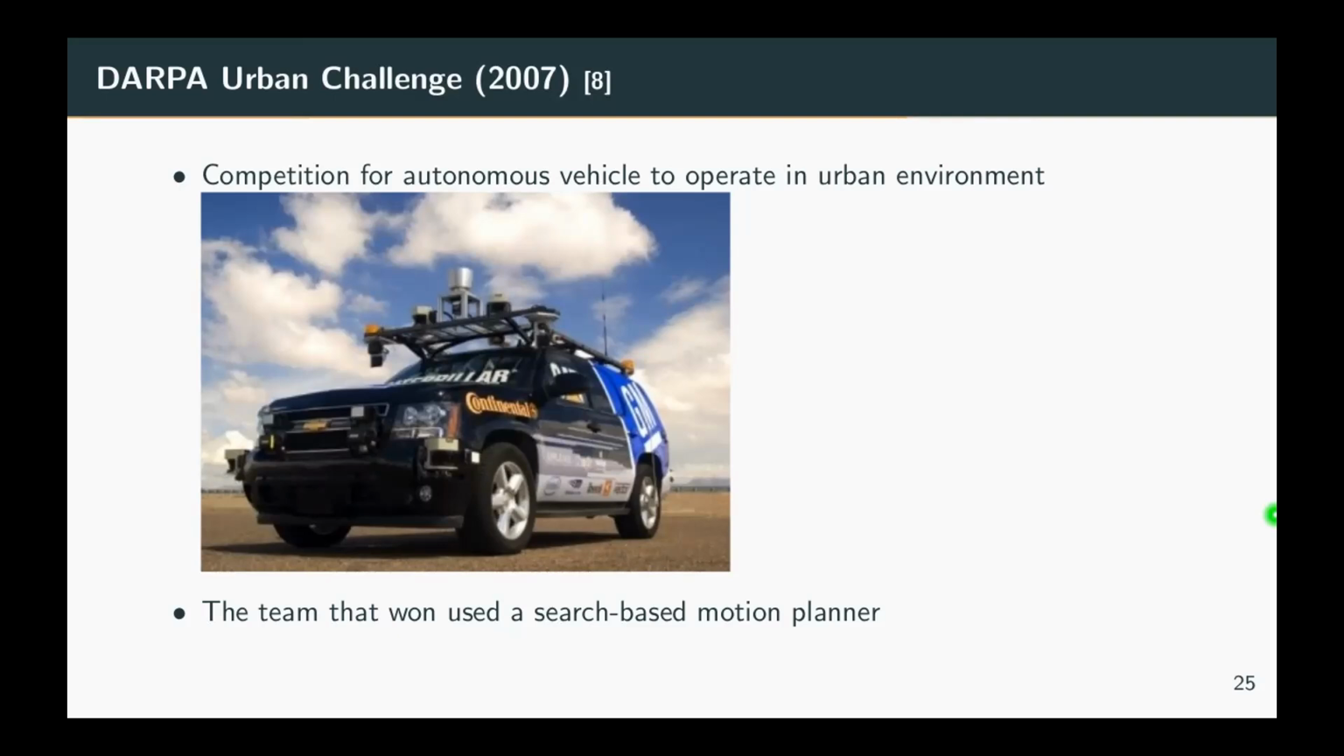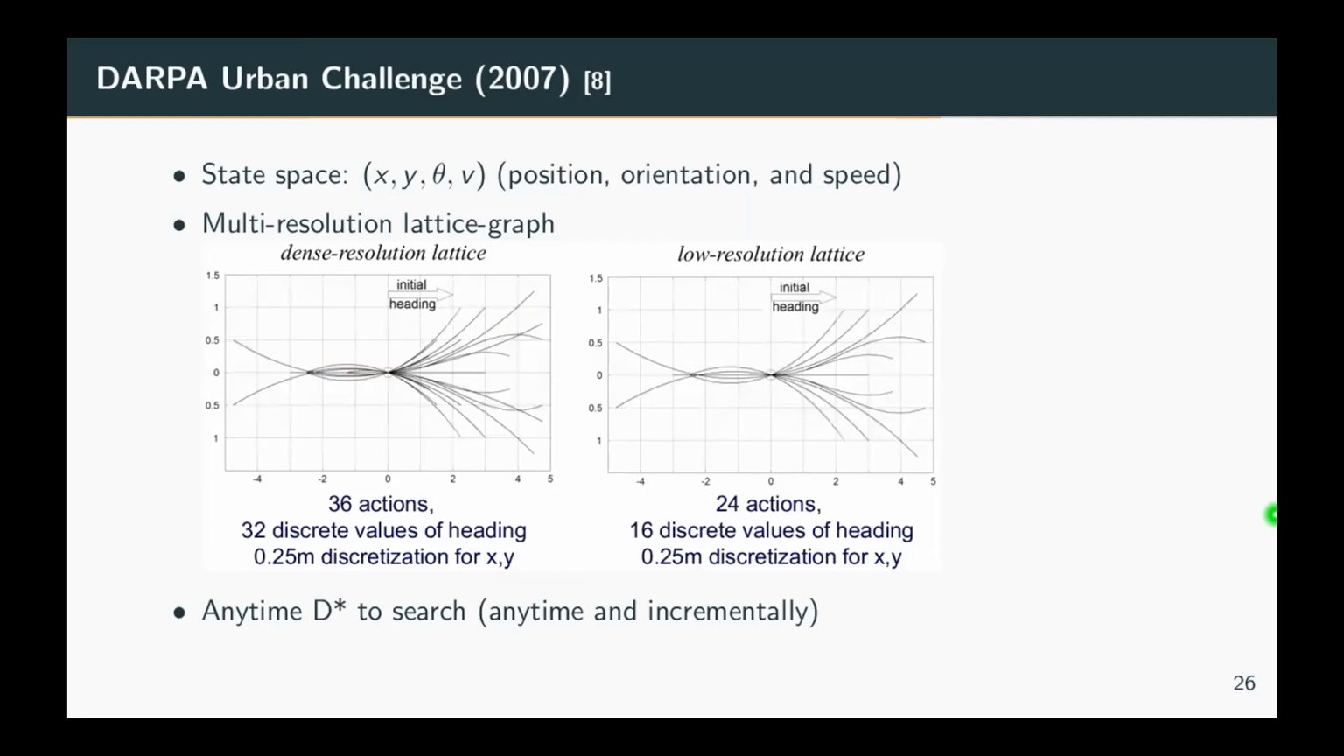And it turns out that in this particular challenge in 2007, the team that invented and used search-based, lattice-based motion planning actually ended up winning. Of course, not only the motion planner was the reason for it, but it's certainly an important one. What they did is they had a state space that is augmented with the speed. So it's a car-like robot, of course. So we have X, Y, and theta, and we also have the current forward speed. And that already is quite tricky.